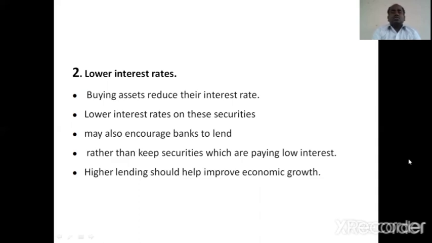So quantitative easing will be beneficial for the banks, the economy as well as business entities.